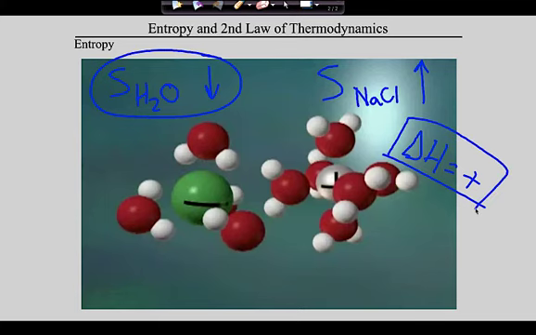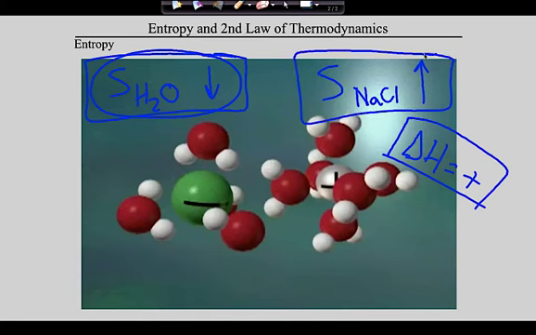Now, what about the fact that the water is becoming less disordered? We're going to find out that also works against spontaneity. So how much does the entropy of the salt have to go up? It's got to go up more than this, and this put together.